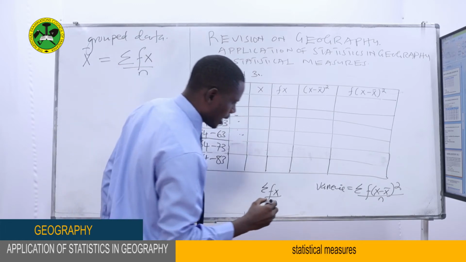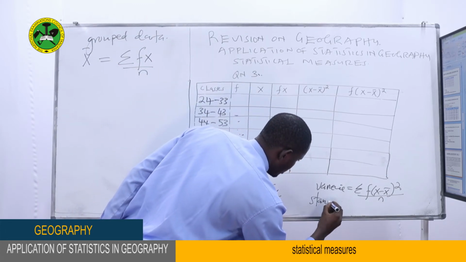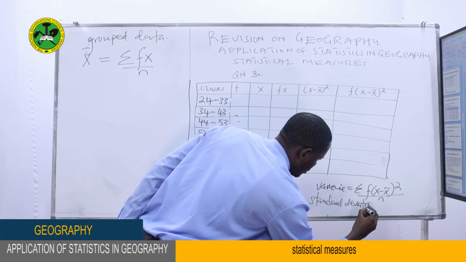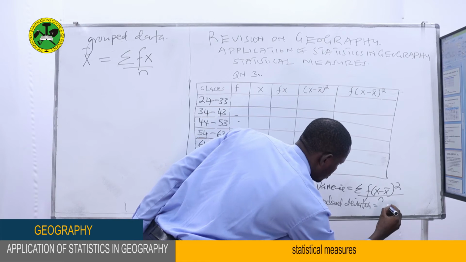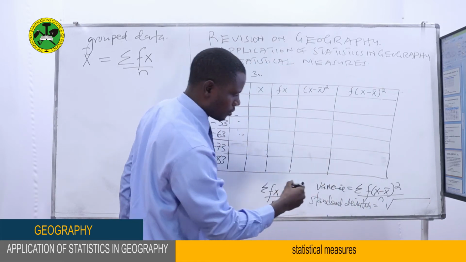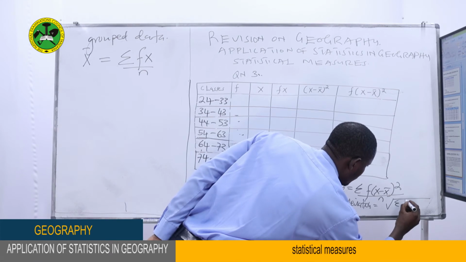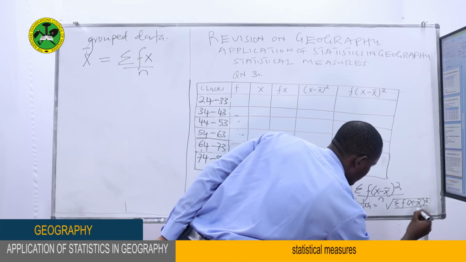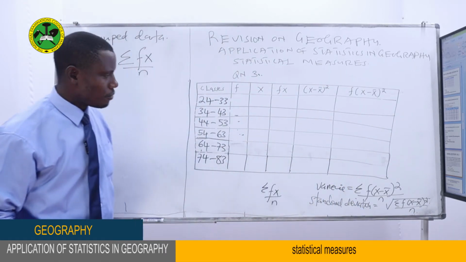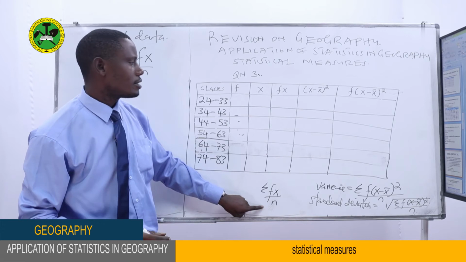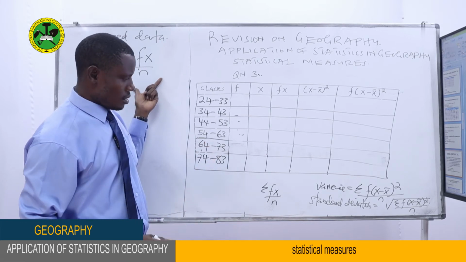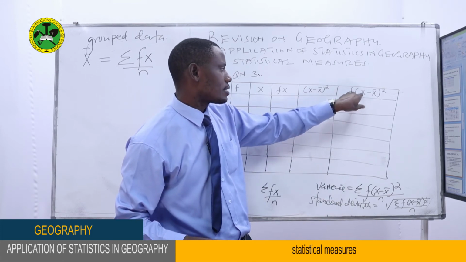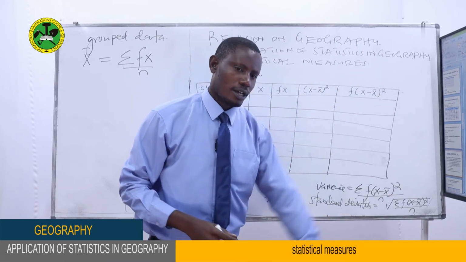But the question is asking us to find the standard deviation. The standard deviation is equal to the square root of the variance. So the square root of the variance will be the summation of f bracket x minus x bar squared, divided by n. It's very simple, because we have the column where we find the mean, which is the first thing. But again, we have the last column where we find the summation of f bracket x minus x bar squared.